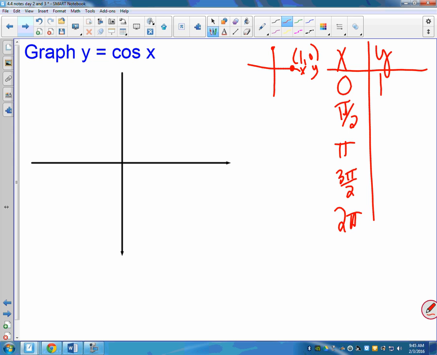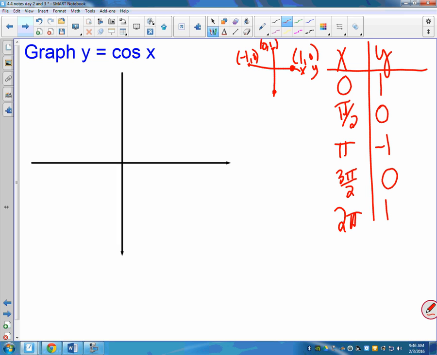And then what happens when I get up to pi halves? What is the x value at pi halves? 0, right? Because it's the point 0, 1. What about at pi? Negative 1. It's the point negative 1, 0. At 3 pi halves, back to 0, and at 2 pi, I should be back where I started, with x being 1.